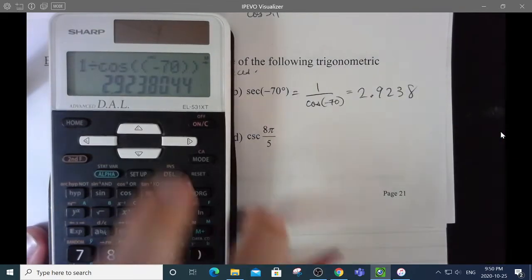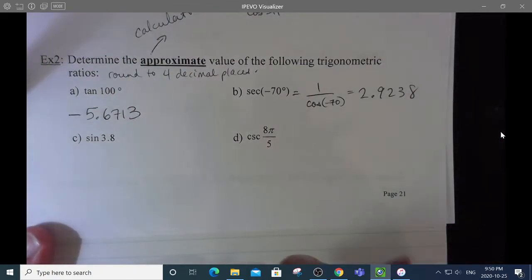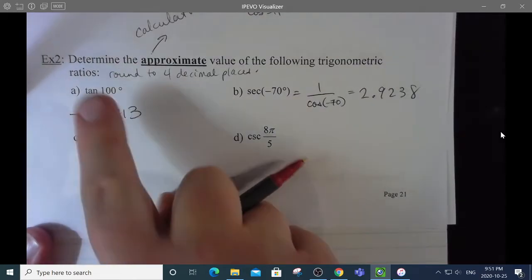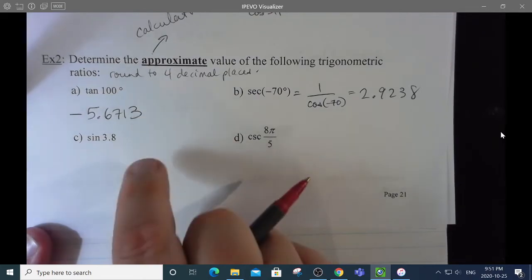2.9238. And very often I'll get people asking, wait a minute, what units do these have? Actually, no, they don't. These are not in units. This is a ratio, right? Think about it. What's tangent again? Oh yeah, it's the opposite divided by the adjacent.